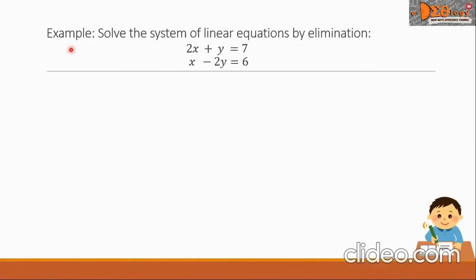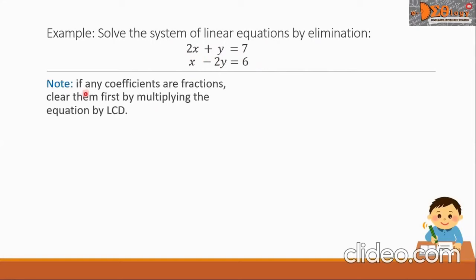Let us have an example. Solve the system of linear equations by elimination. We have the 2 equations. The first is 2x plus y equals 7. The second is x minus 2y equals 6.